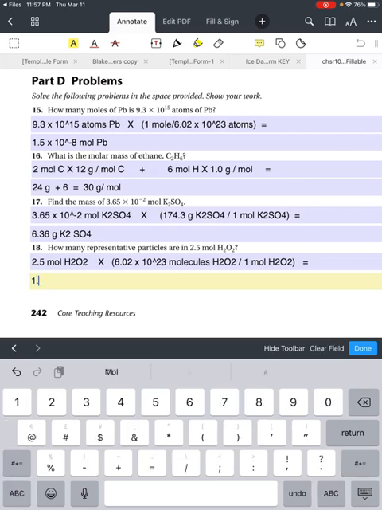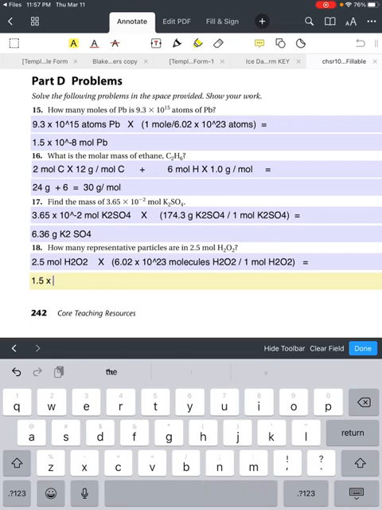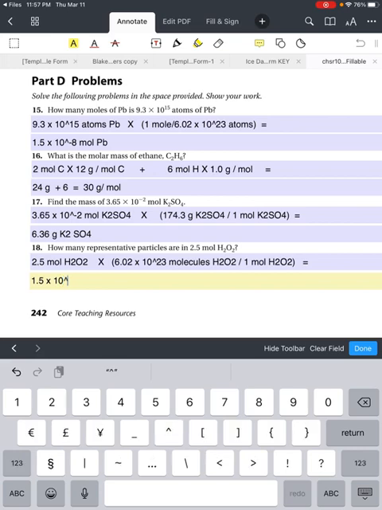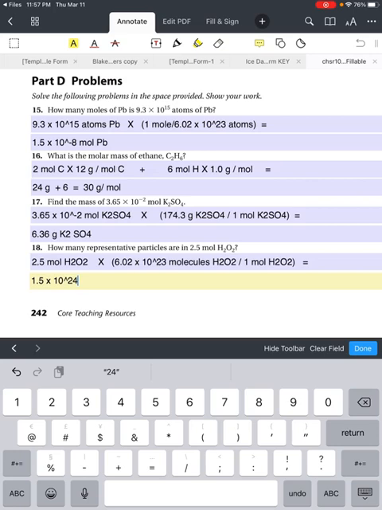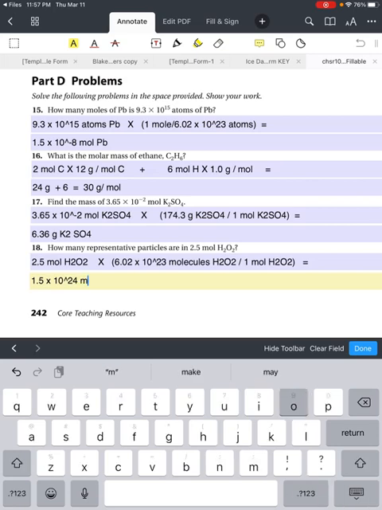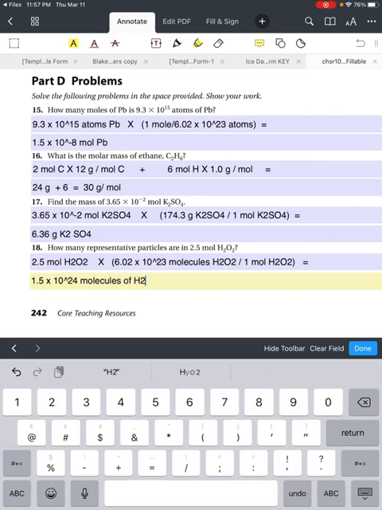Okay, right here. So when you do the math and you do the total number of particles, you will get 1.5 times 10 to the, 2 times 6 is 12, so that's going to raise that one more power, times 10 to the 24th molecules, which is the representative particle for hydrogen peroxide, for the molecular compound hydrogen peroxide, 1.5 times 10 to the 24th molecules of hydrogen peroxide, which is H2O2.